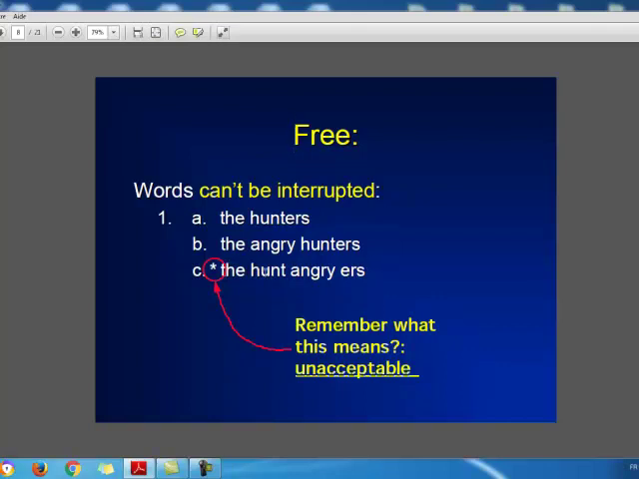What have we done in this case? We have just divided the word hunters into hunt and ERS, and we have tried to insert angry in here. What about the result? The result is unacceptable. Of course, this is shown by means of this asterisk here. From now on, the use of this asterisk before a word, a sentence or a phrase means that that phrase or that sentence is not acceptable here.